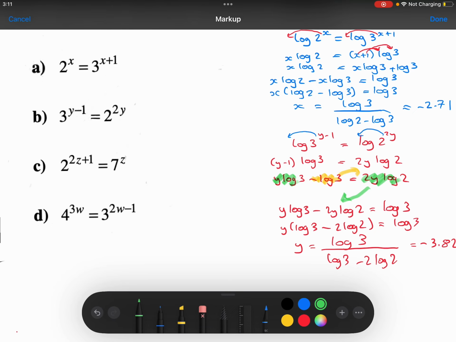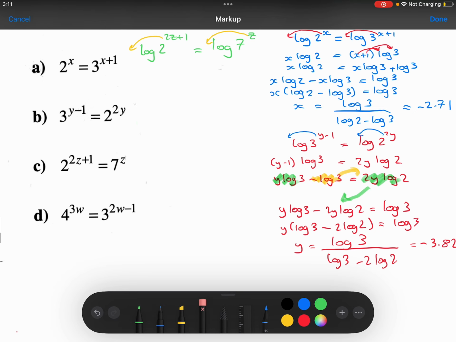Part C. Same idea, we're going to take logarithms of both sides. So taking a logarithm of the left-hand side, taking a logarithm of the right-hand side, and use the laws of logarithms to bring the powers down to be coefficients.